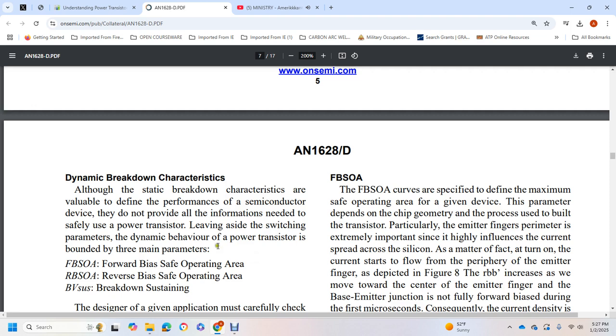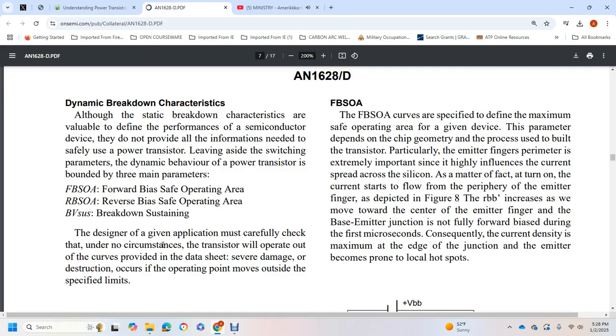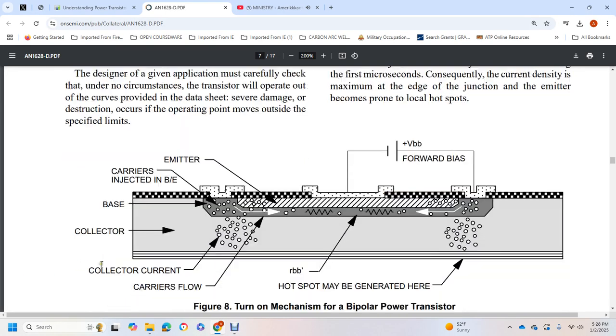Leaving aside the switching parameters, the dynamic behavior of the power transistor is bound by three parameters: forward bias safe operating area, reverse bias safe operating area, and breakdown sustaining. The designer of a given application must be careful that under no circumstance will the transistor operate outside the curve provided in the data sheet, or severe damage and destruction may occur if the operating point moves outside the specified limits.